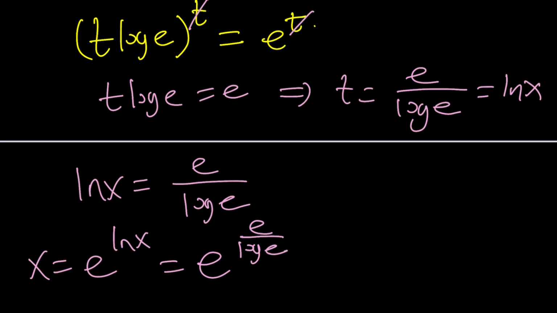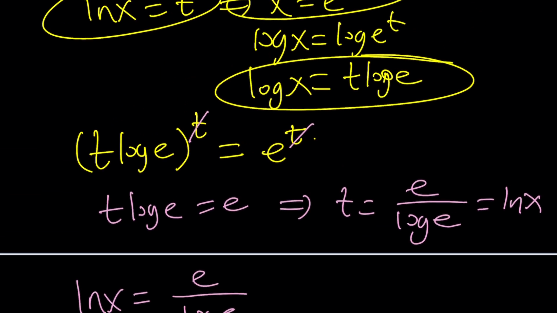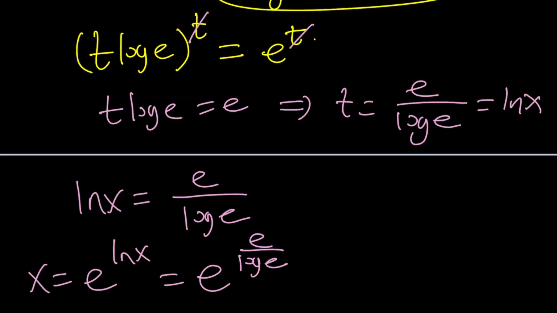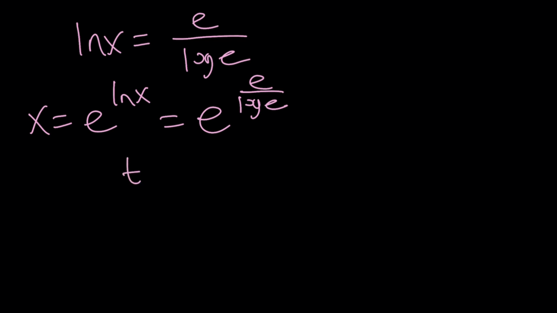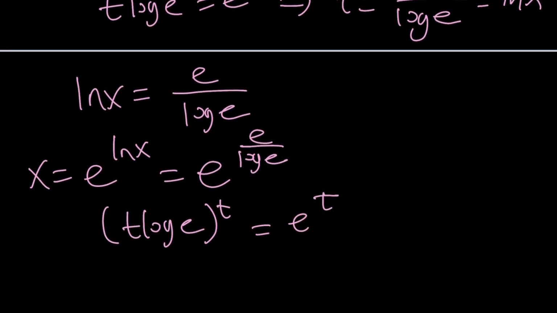But wait a minute, all of these solutions are ignoring one fact, that t can be 0, because if t is not 0, we can't raise both sides to the power 1 over t, right? So we have to be careful. Let me go back here. t log e to the power t equals e to the power t.